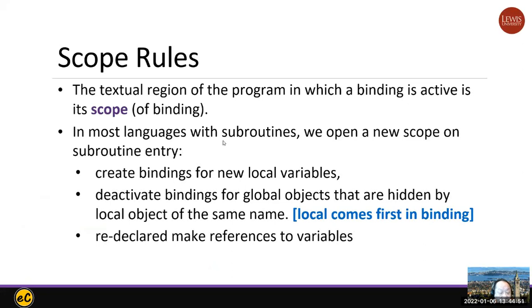I must remember the different parts, okay? This difference between dynamic and static. So the textual region of the program in which a binding is active is called scope. And in most languages with subroutines, we open a new scope with subroutine entry, okay? In most languages, including Python as well, we create bindings of new local variables and deactivate bindings of the global variable. So we should say the local variable takes over the binding first. So it's called the LEGB rule, local, enclosed, global, okay, and then built-in. Okay, built-in is the last one.